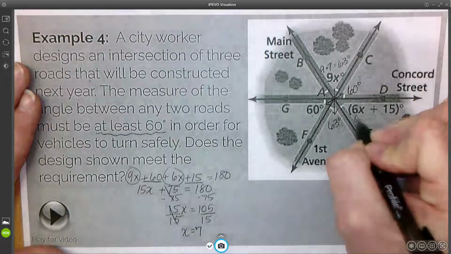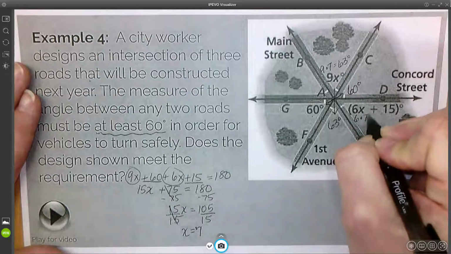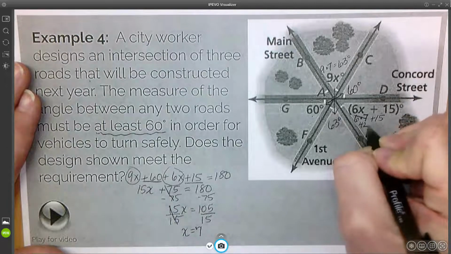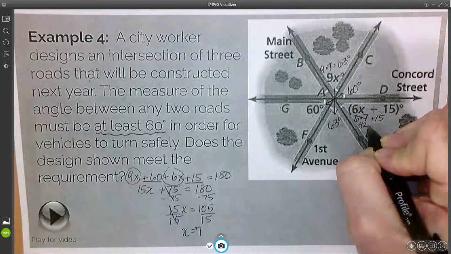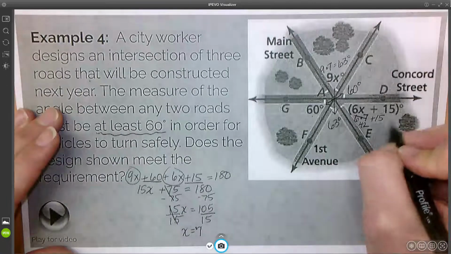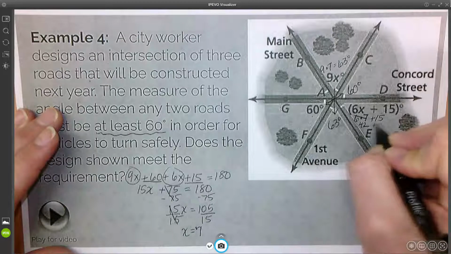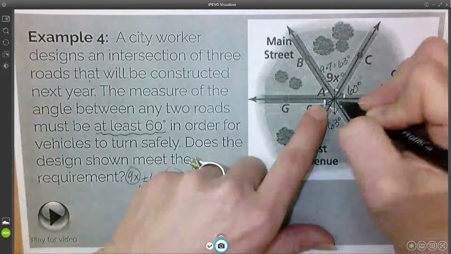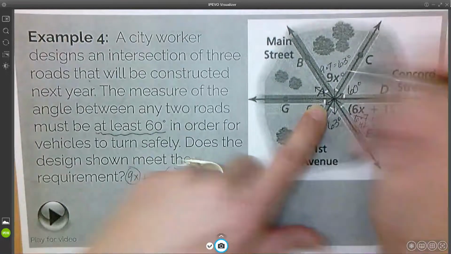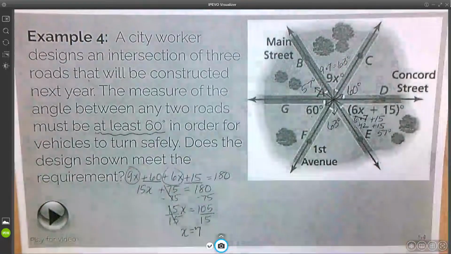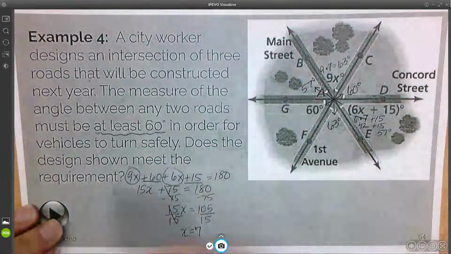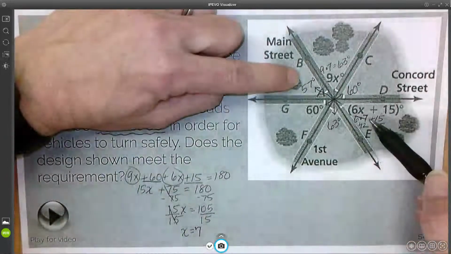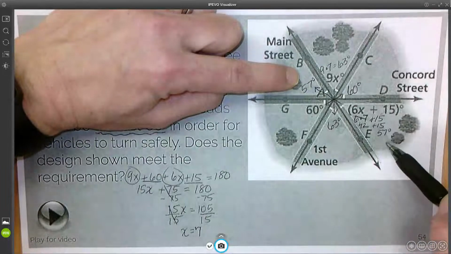They fit the requirements. What we have to do is find out what this angle here measures. So I'm going to substitute in my value of x, which is 7. So 6 times 7 plus 15. 6 times 7 is 42. And when I add 42 plus 15, I get 57 degrees, which tells me that this angle here and its vertical angle, which is over here, are only 57 degrees. So the answer is no, the design does not meet the requirement because 2 out of our 6 angles are not at least 60 degrees.